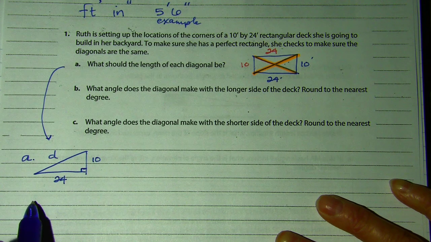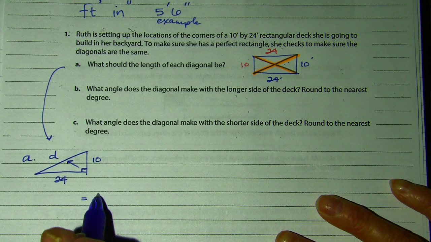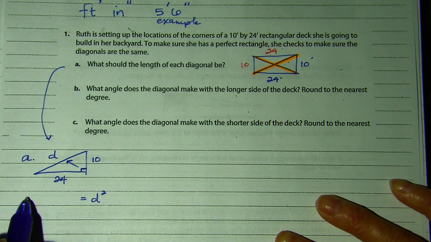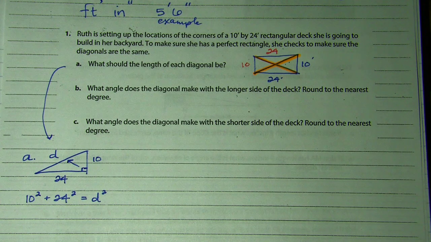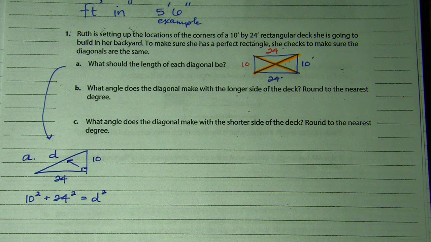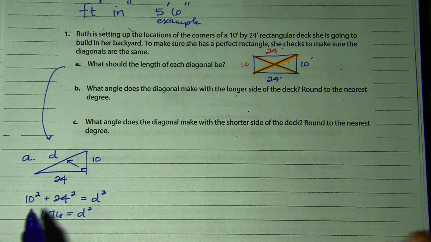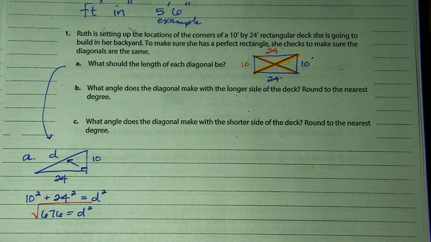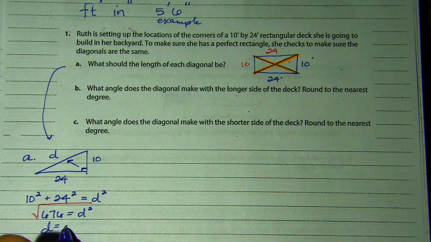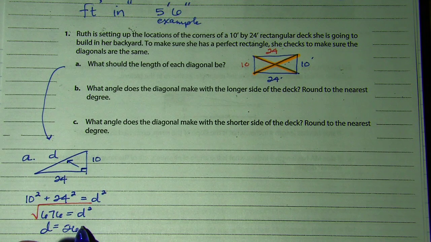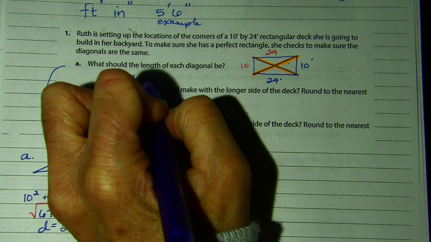So I'm going to use the Pythagorean Theorem. I'm going to keep my hypotenuse by itself and put the legs together. So 10 squared plus 24 squared. It doesn't matter what order you write that in. You can write 24 squared first. It's really up to you. And I get 676 equals d squared. So then you take the square root, and I got that your diagonal equals 26. And in this case, it would be feet, right? So the answer to part A is 26 feet.